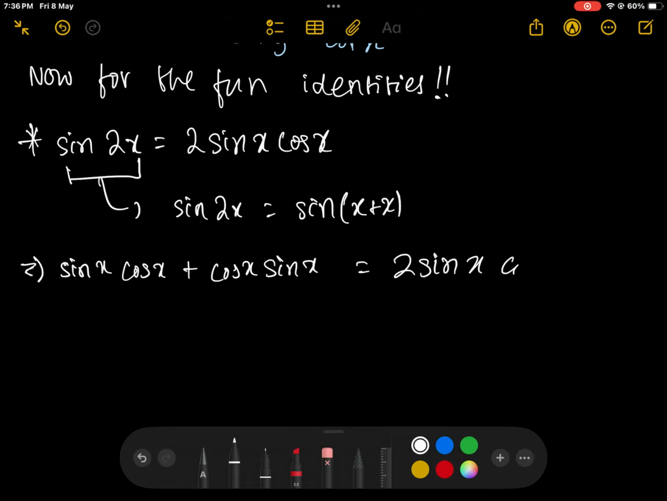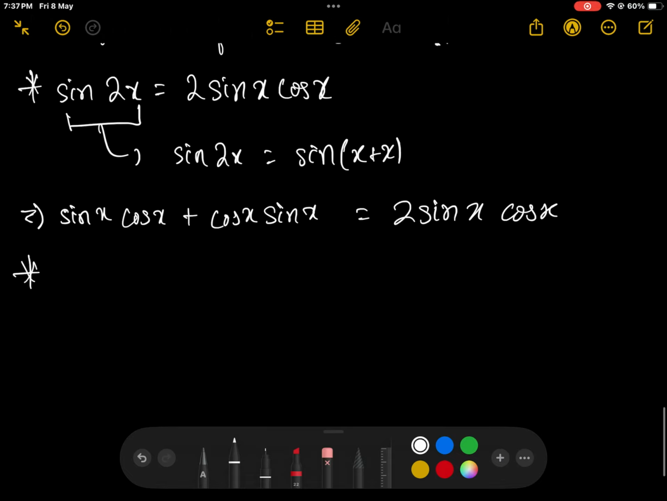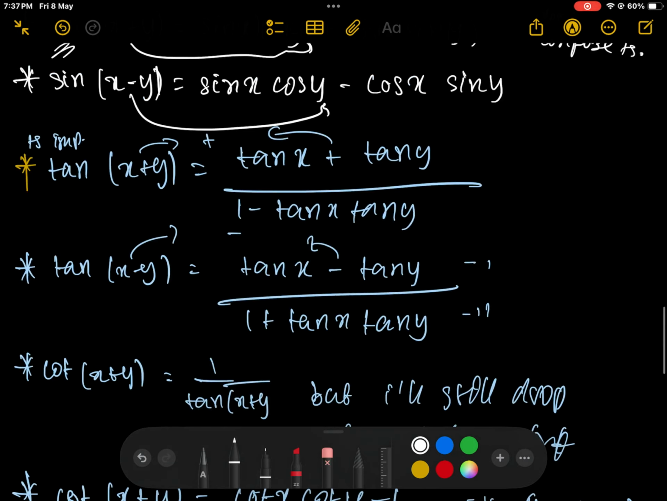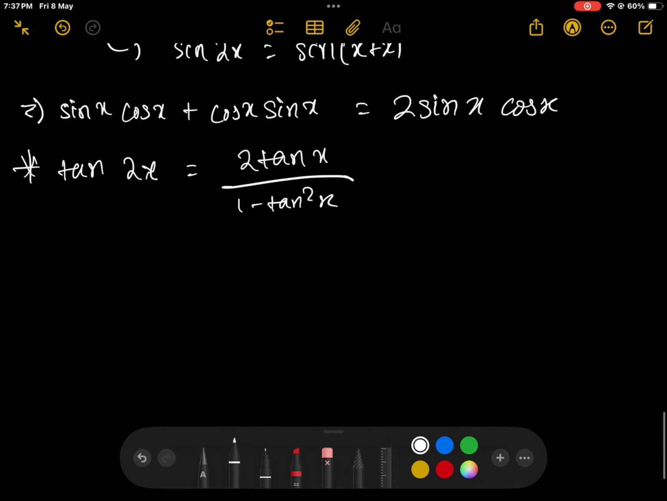So it's 2 sin x cos x. That's how we got it. Now it's time for tan 2x. Cos is coming right after this. It's 2 tan x by 1 minus tan square x, because you have to just go off of those ones.